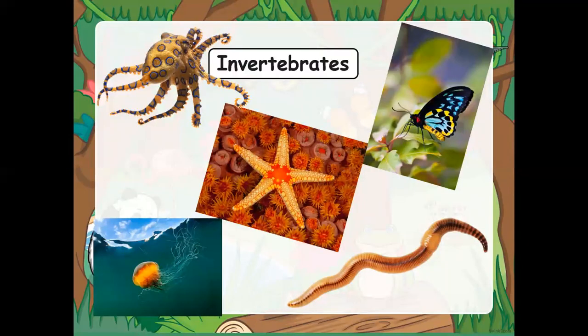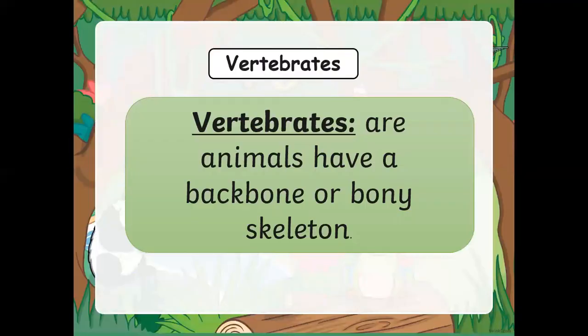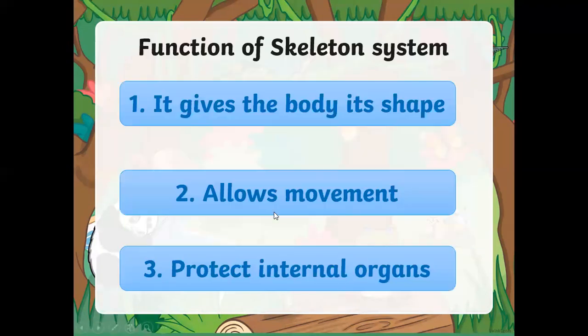So the invertebrates have free movement. Our topic today is about vertebrates. Vertebrates are animals that have a backbone or bony skeleton, like man. Yes, humans are vertebrates because they have a skeleton system inside their bodies. The function of the skeleton system, the function of the bones inside your body, is that it gives the body its shape.